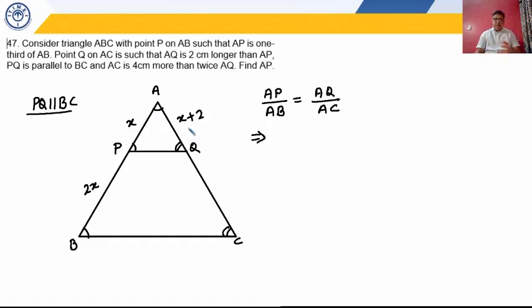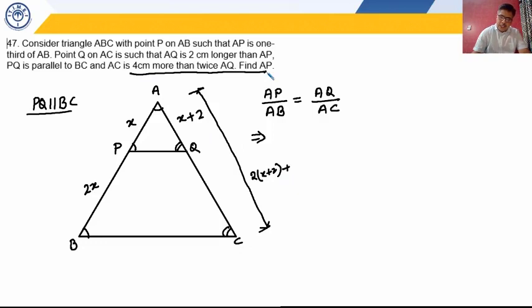And AC is 4 centimeter more than twice of AQ. So this complete AC is 2 times X plus 2, 4 centimeter more than twice of AQ, plus 4. You need 2X plus 8. Now just use this similarity property. Triangle APQ is similar to triangle ABC.